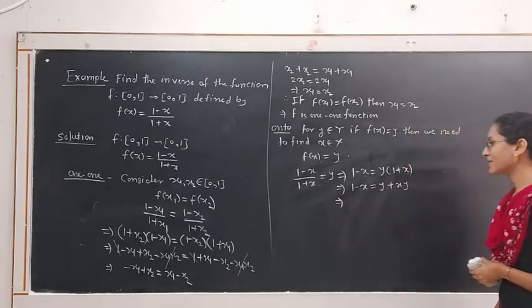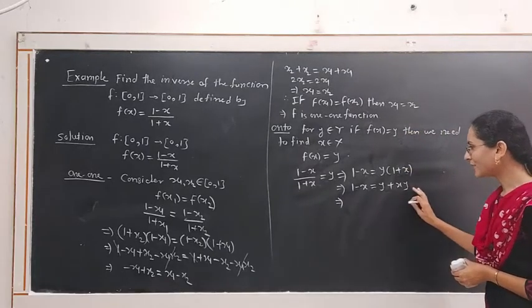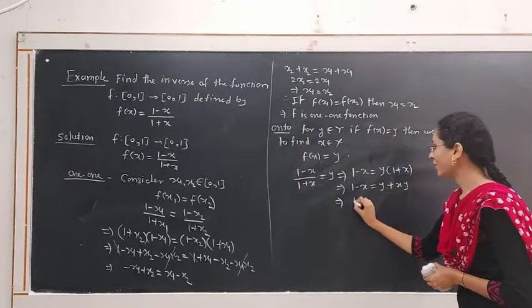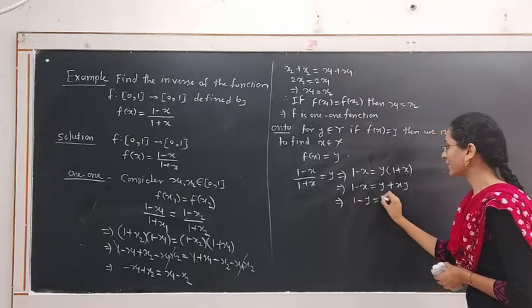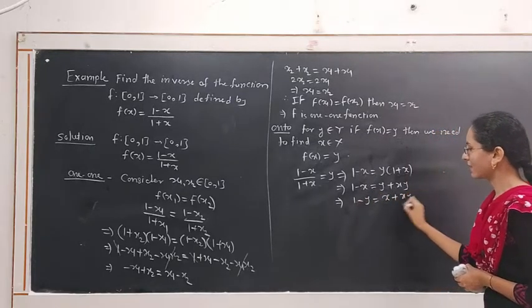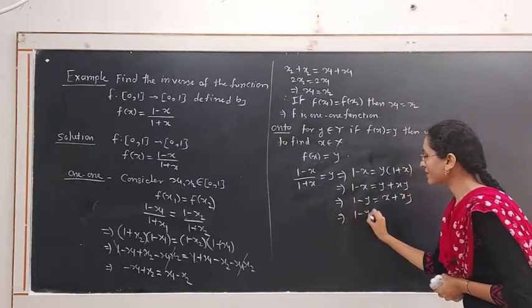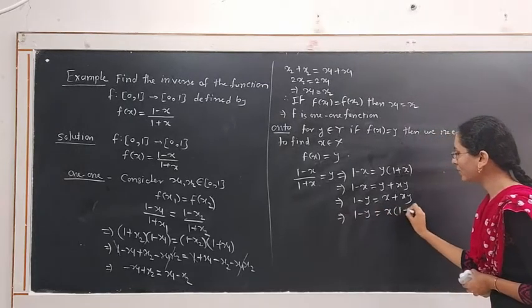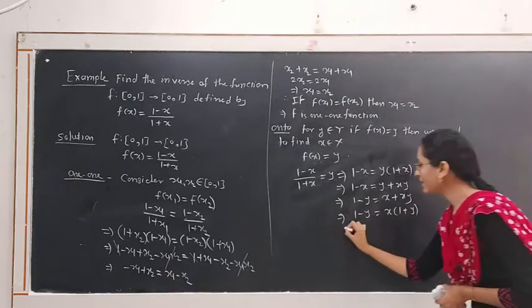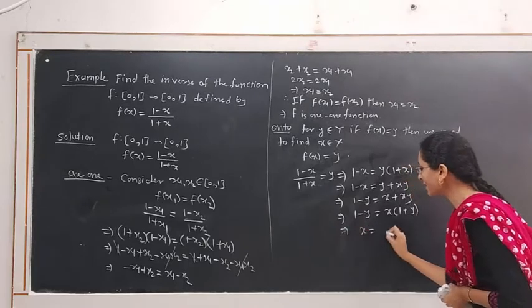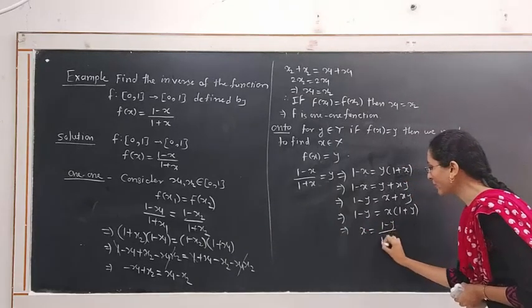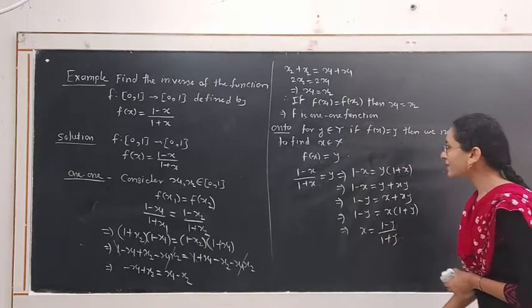We want the value of x, hence we consider all the terms of x on one side. 1 minus y is equal to x plus xy. This implies 1 minus y is equal to x into 1 plus y. Hence, the value of x is equal to 1 minus y upon 1 plus y. This is the value of x.